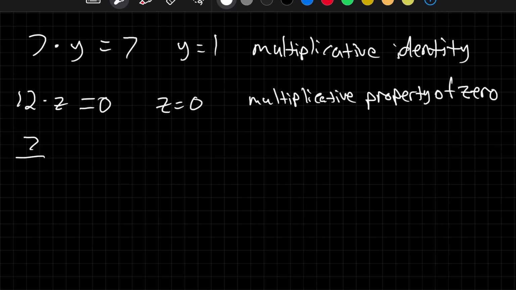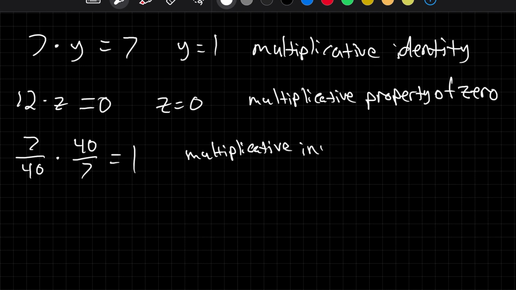Let's look at another one. Let's say that we have 7 over 40 times 40 over 7. This is equal to 1. Because 7 times 40 is 280. 40 times 7 is 280. 280 over 280 is 1. This is called the multiplicative inverse. Some people call this a reciprocal.